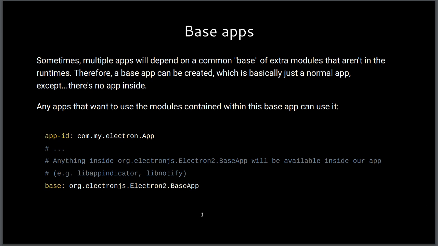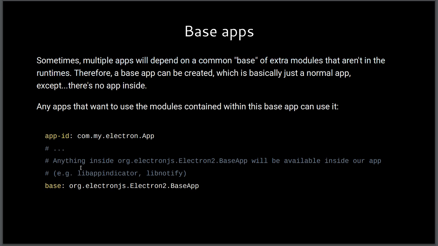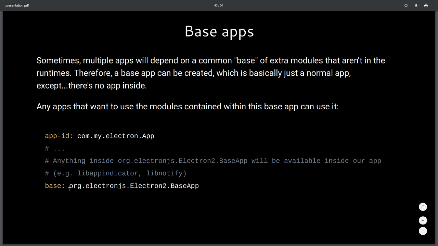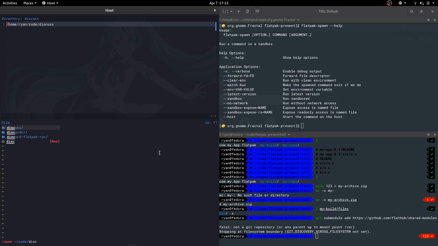Base apps. This is related to Electron. I'm not going to spend too much time on it. But sometimes multiple apps depend on a common base of some extra modules that aren't in the runtimes. Electron apps, for instance, depend on stuff like libappindicator, libnotify. None of this is in the base runtimes. So there's a base app that's created, which is basically like a normal app. And it has this stuff, but doesn't have a command or anything, doesn't have metadata. And if I'm building an Electron Flatpak, I would use this as the base, and all this app's modules will be present in my app. I'm not going to spend too much time on that because, again, it only applies to Electron. Just a quick example would be the Discord Flatpak.